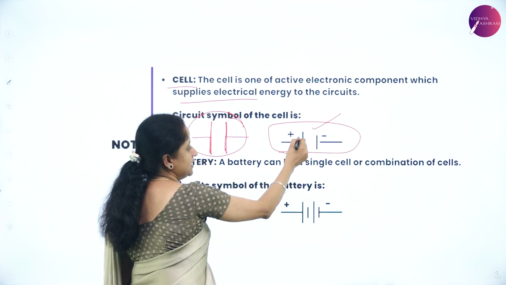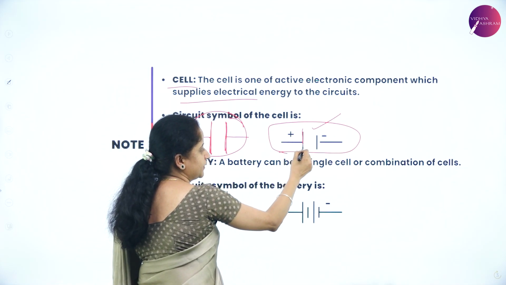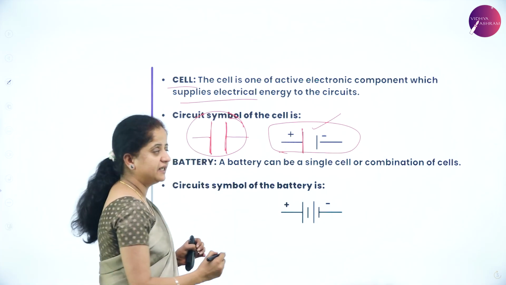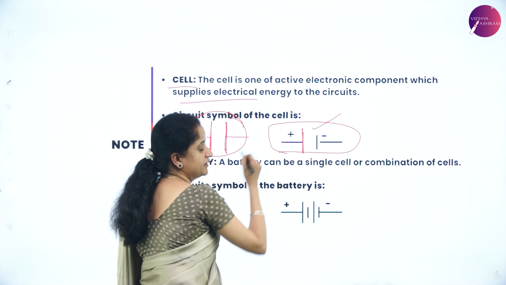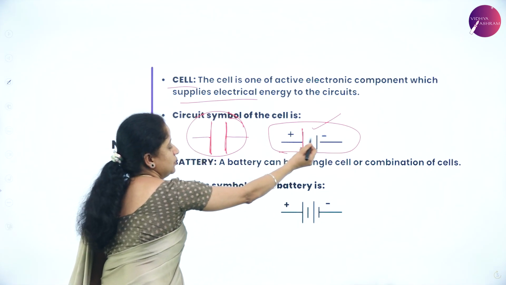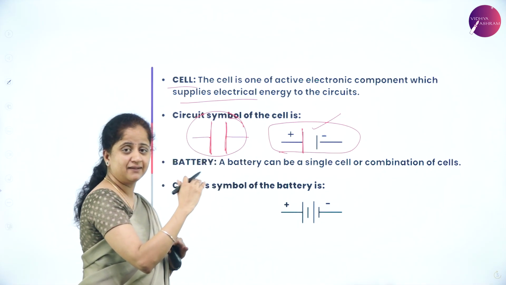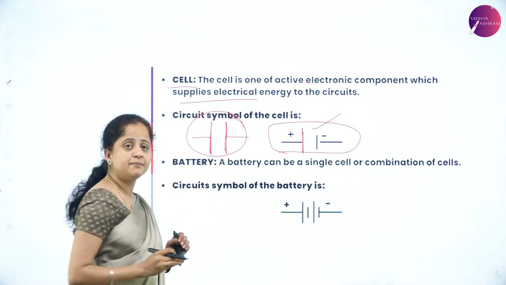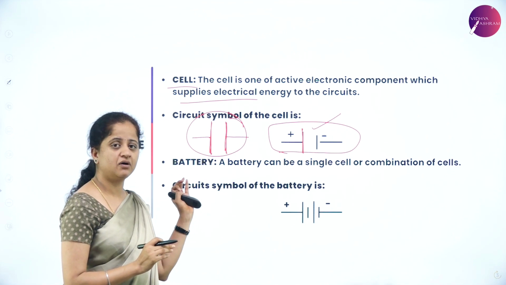The positive terminal of a cell, symbolically, is quite lengthier when compared to the negative terminal. These two are not equal in their heights, so they are not exactly parallel. And this is the basic circuit diagram of a cell.